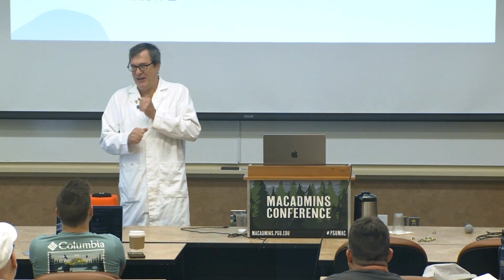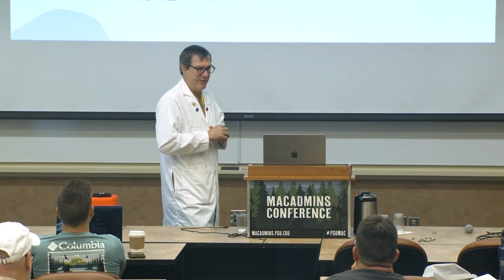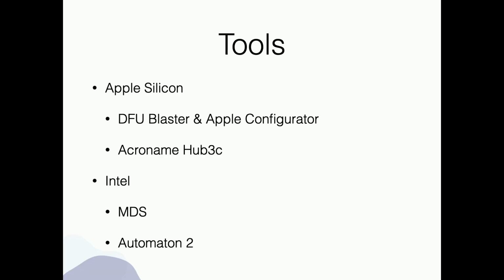So the tools that we're going to be talking about today, we have DFU Blaster and Apple Configurator. We use the command line version of Apple Configurator to make sure we use the Apple tools because it's just more stable that way. And as I mentioned, the Acroname Hub 3C, which we'll talk about in a minute. That's for the Apple Silicon stuff.